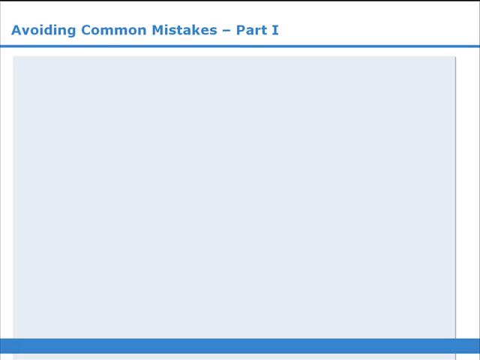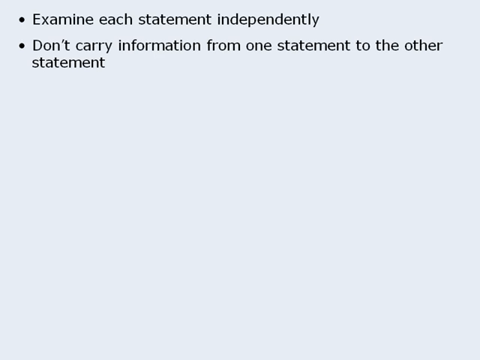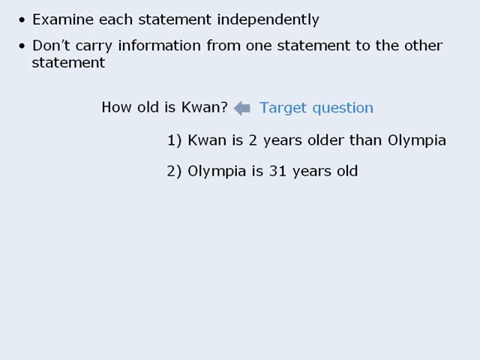In this lesson, we will examine how to avoid some of the common mistakes that students often make when they begin tackling data sufficiency questions. The first tip is examine each statement independently. In other words, do not carry information from one statement to the other statement.